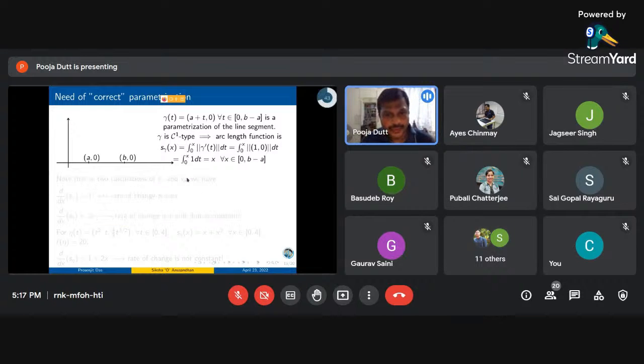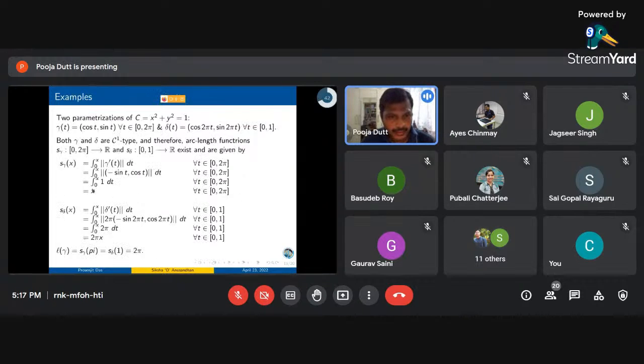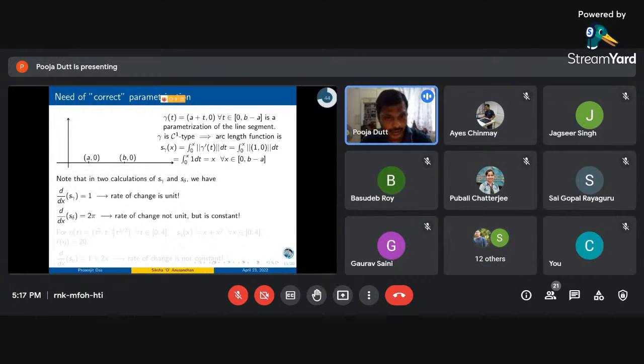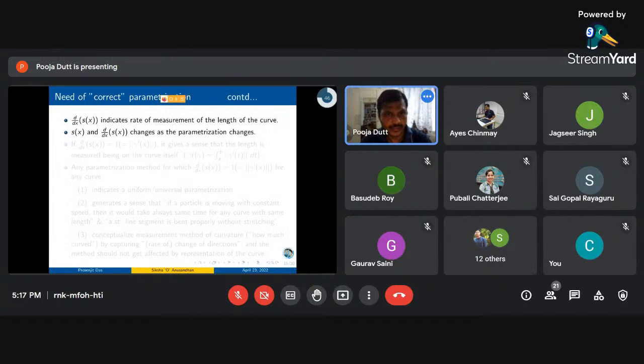So in the two cases we have seen, the arc length function is x, that means the derivative is 1. Here also the arc length function is x, that means the derivative is 1. So the fact that the arc length function has derivative 1 is quite important. Let me go directly towards that. What is the derivative of the arc length function about? It tells us the rate of change, or the rate of measurement, of the length of the curve.